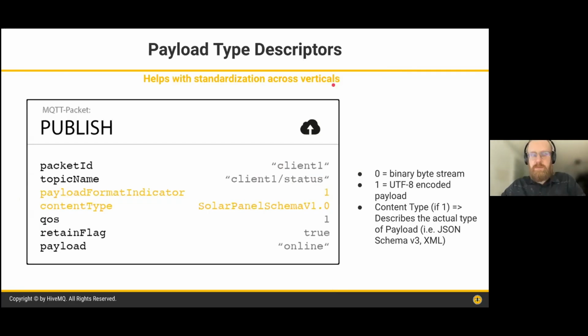Here's an example. So again, we have here the payload format indicator of this publish packet indicates it is a UTF-8 encoded payload. This is similar to MIME types, but there's no set definition of what you can use here. So you can write here whatever. In this particular case, it's called solar panel schema version 1.0. Or typical payload or content types would be JSON or XML.